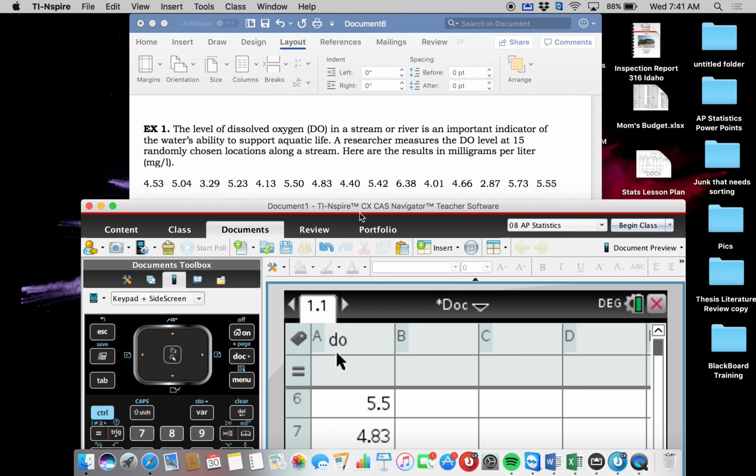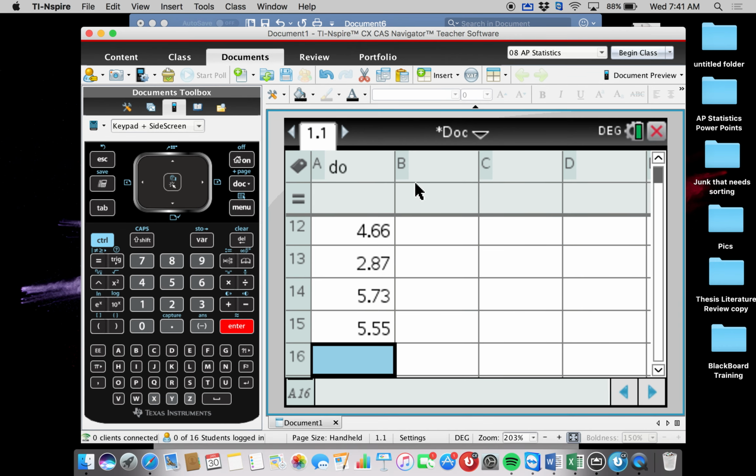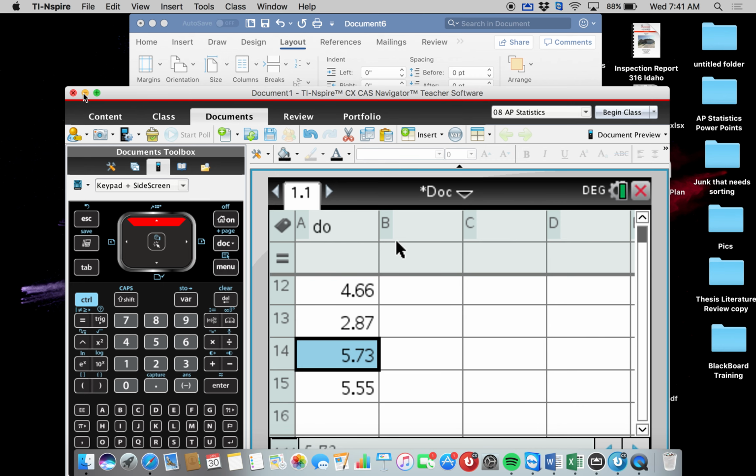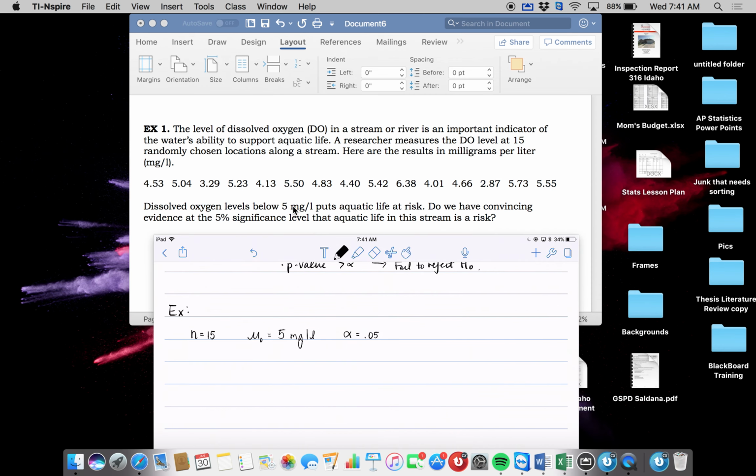5.42, 6.38, 4.01, 4.66, 2.87, 5.73, and 5.55. Let me just make sure I have 15 values. I do. Excellent. Okay, let me put this aside. I have my data in, and from this data, we'll be able to get all of the information that we need. But let's just leave that aside for now.